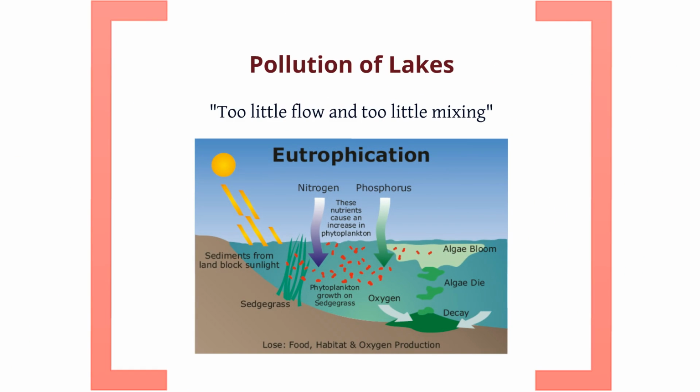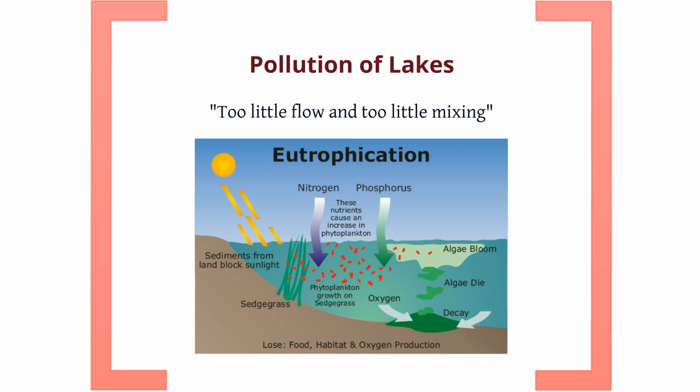Next, pollution of lakes. The biggest problem with lakes is that there's too little flow and too little mixing. Lakes actually are very interesting in that they have their own ecosystem going on within them, because the layers are stratified. You know, the bottom dwellers at the very bottom, and little fish floating near the top, and the plankton at the very top of the lake catching sunlight and all that. So they have their own little ecosystem going on.